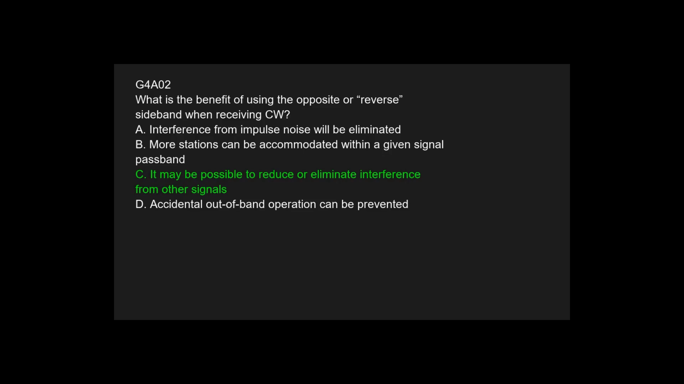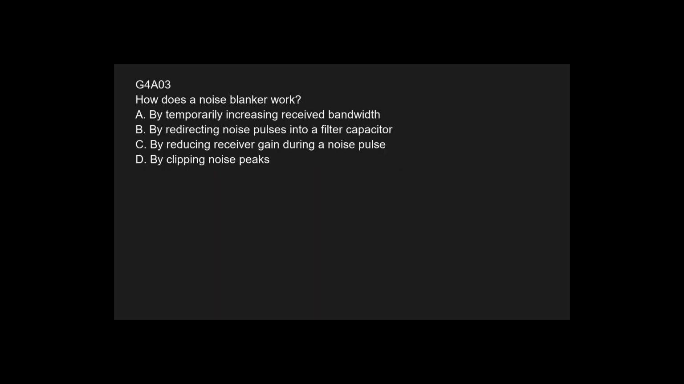The correct answer is C. It may be possible to reduce or eliminate interference from other signals. Question: how does a noise blanker work? The correct answer is C. By reducing receiver gain during a noise pulse.